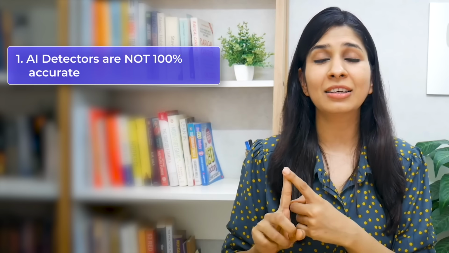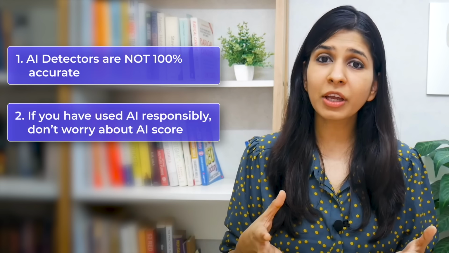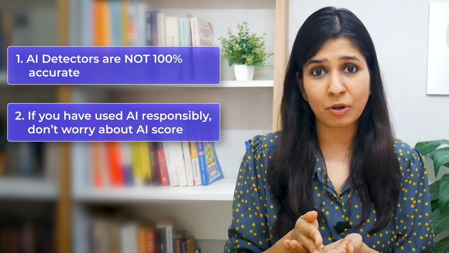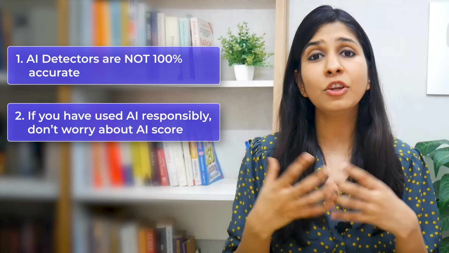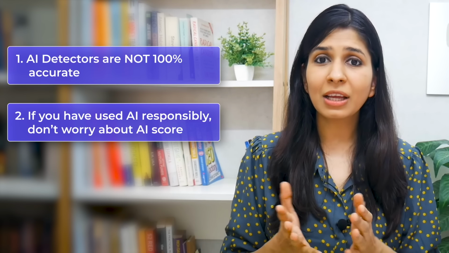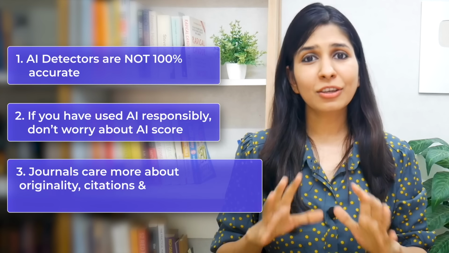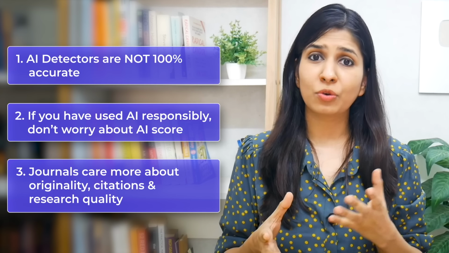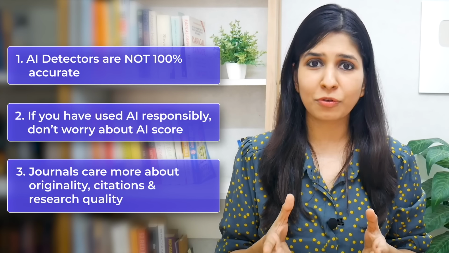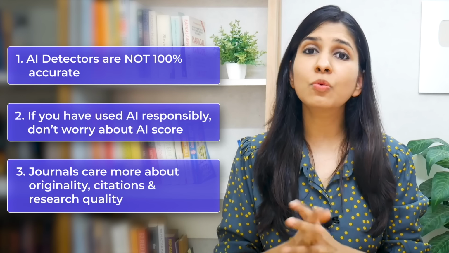But no matter what the AI score is, there are few things that you should always remember. First, AI detectors are not 100% accurate, so do not trust them blindly. Secondly, the way we've used AI is the ethical and responsible approach, where we've written the paper ourselves and then used AI to improve our language, grammar, and strengthen some of our arguments. So even if the AI score is slightly high, know that you've not done anything unethical. And thirdly, remember that journals care more about originality, proper citations, and quality of your research, and not just an AI detection score. So don't be afraid of using AI if you've used it responsibly.